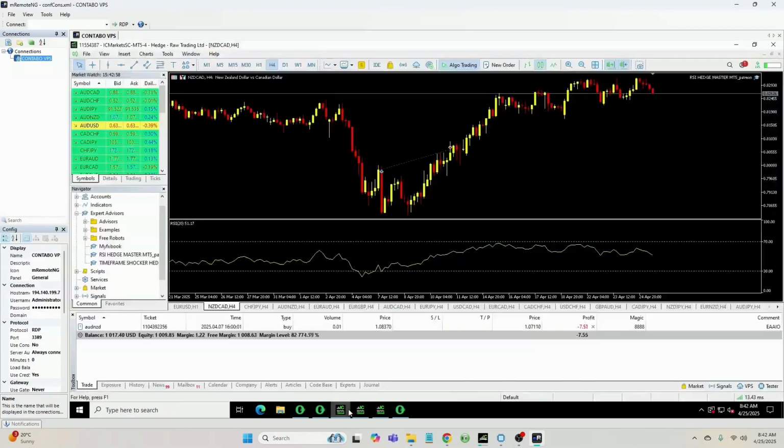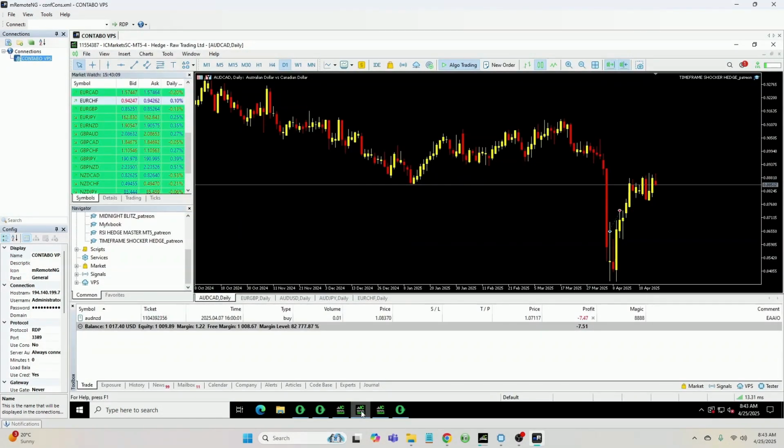We're also running RSI Hedge Master on this terminal. A whole bunch of symbols are running on there. It doesn't trade very frequently, so we're running a lot of different symbols on that. We have a complete list of the symbols that we trade with. And here's Time Frame Shocker as well, trading 5 different symbols on that.